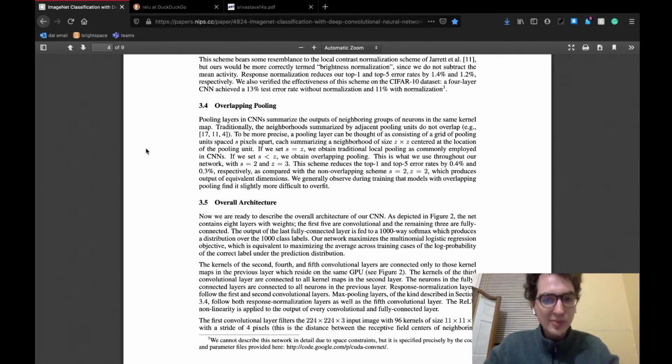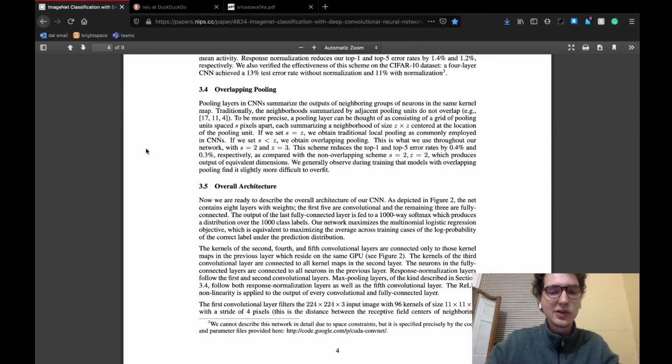So by overlapping, we basically mean that the size of the grid of the pooling filter is larger than the area devoted to each pool operation. That means that some pixels may end up in multiple pooling operations. So overall, this is used to reduce overfitting of the model, as each data point will contribute to more than one neighborhood in the feature map.